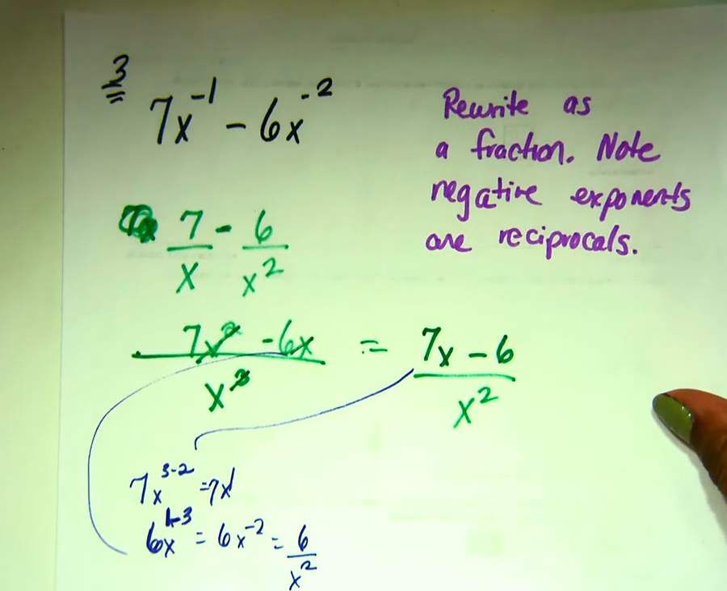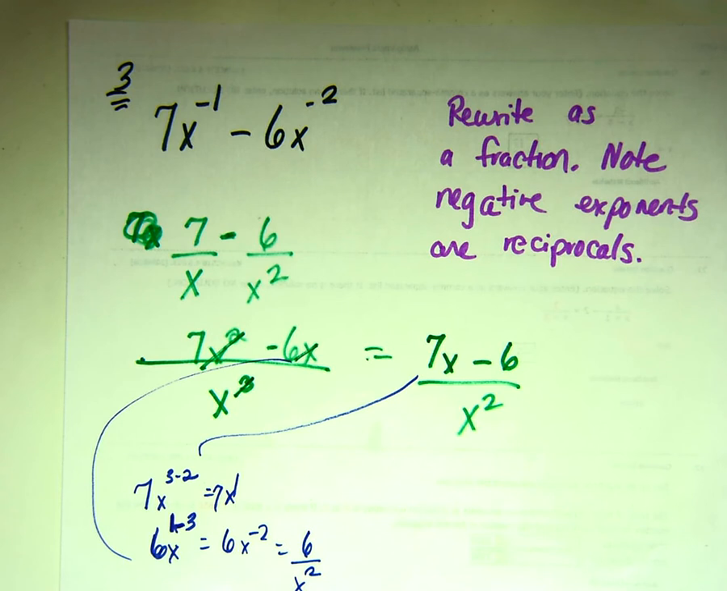For your next one, hopefully once again you can see what's in black. You have 7x to the negative first power minus 6x to the negative second power. Well, it's kind of confusing right here because remember what I just said about the reciprocals? You're going to have to flip all of that because you have 7 over x now minus 6 over x squared. So this is where all of that is coming from.